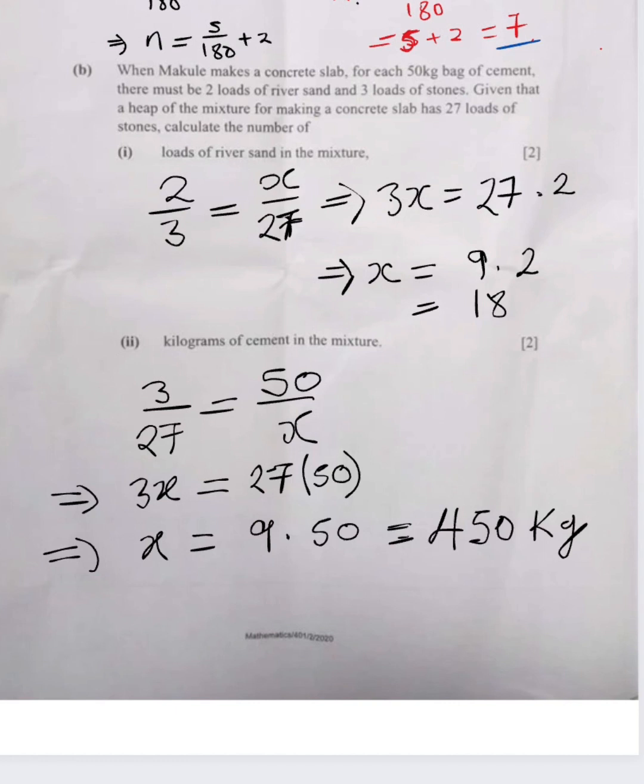The idea is very simple. For you to make a mixture with 50 kg of cement, you need 2 loads of river sand and 3 loads of stones. So if I give you 27 loads of stones, what number of loads of river sand do you need? So that is 2 over 3 is equal to x over 27. Make x the subject of the formula, which is 18 loads of river sand.